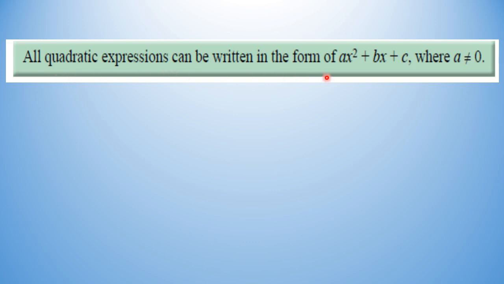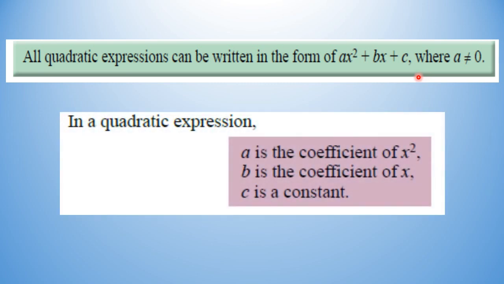All quadratic expressions can be written in the form of ax squared plus bx plus c, where a is not equal to 0. Okay, this is the conclusion for today. And then in a quadratic expression, a is the coefficient of x squared, b is the coefficient of x, and c is the constant.